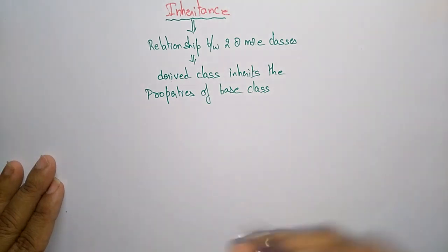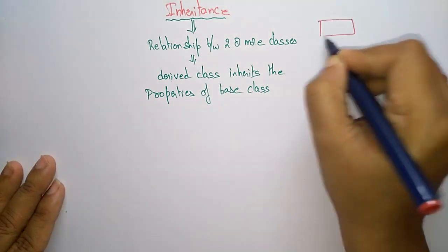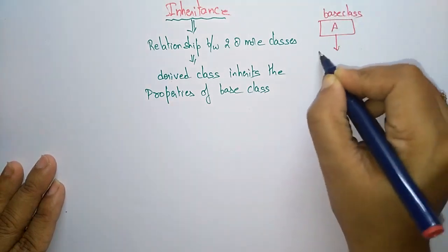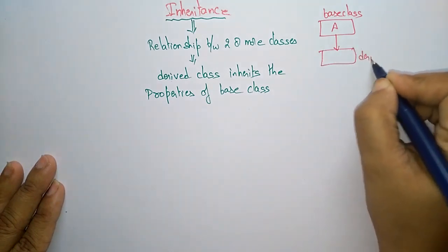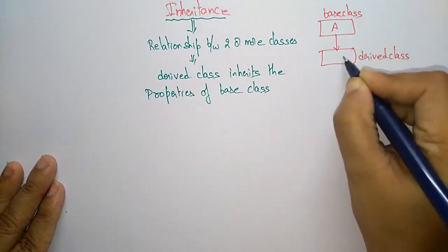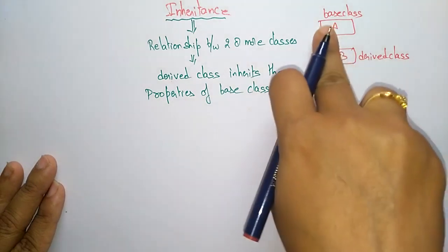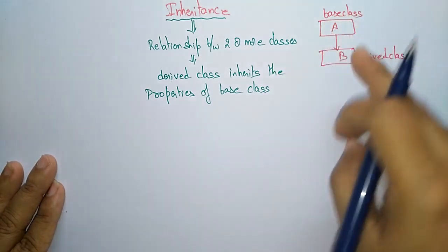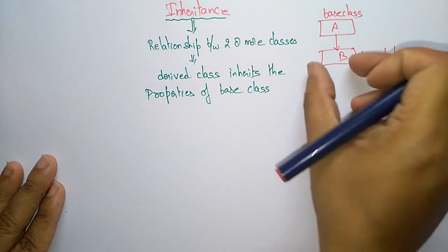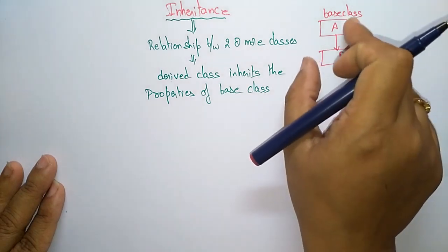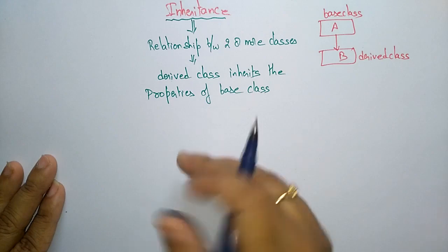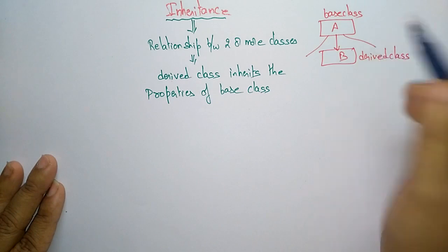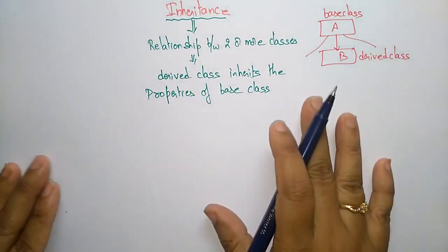So what is the derived class and what is the base class? Actually, this is the base class A and this is the derived class B. Here B inherits the properties of A. Whatever A declares will be used in the derived class. This is called inheritance. It shows the relationship between two or more classes, and it may be any number of classes.